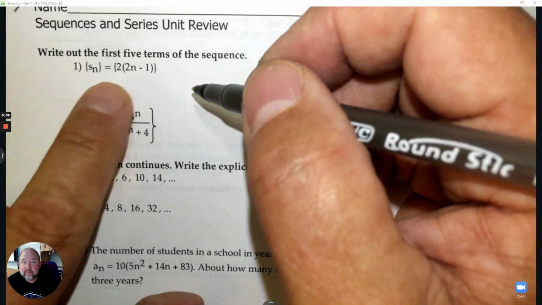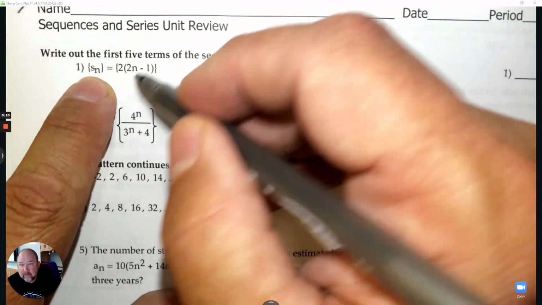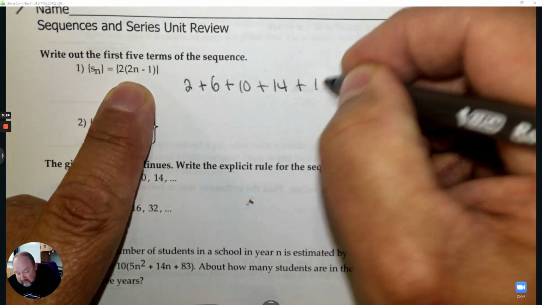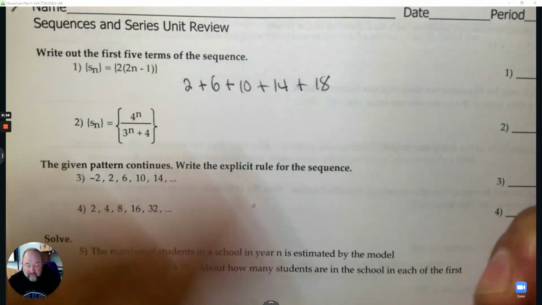Write out the first 5 terms. It is a sum. So I'm going to plug in 1, and then I'm going to plug in 2. So 2 times 2, take away 1 times 2, that's 6. Plug in 3, that's 10. I see a pattern here. And so once I see the pattern, I'm going to follow it out. I don't have to add that.